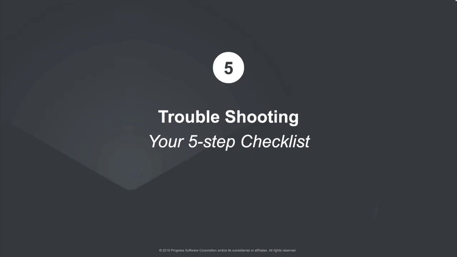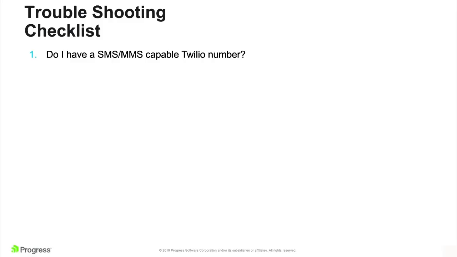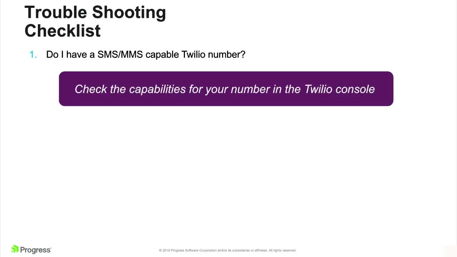Troubleshooting. With every external channel, there is yet one moving part to your bot. Here is a list with the most important checks you should perform when you publish to SMS or WhatsApp. Check number 1. Make sure you have an SMS-capable number. If your bot will ask your users to upload files, make sure you have an SMS and MMS-capable number. You can check the capabilities for your number in the Twilio console.